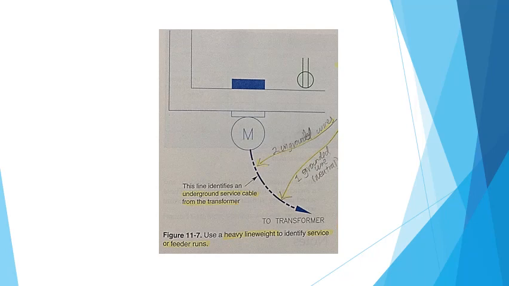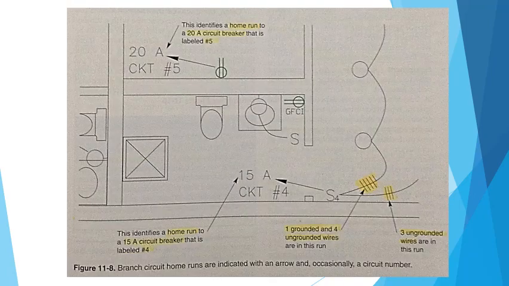The branch circuit's home run to the panel is then identified with an arrow. There is one arrowhead for each circuit in that run. Often the circuit is labeled with a number for clarity. See figure 11-8. Notice the hash marks that cut across the circuit lines. These indicate the number of wires required. The long hash marks indicate the ungrounded wires, and the short hash marks indicate the grounded wires.